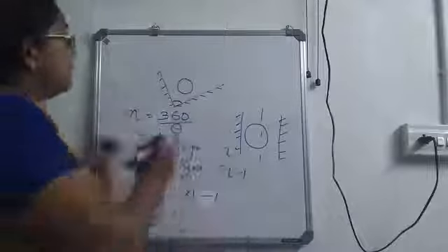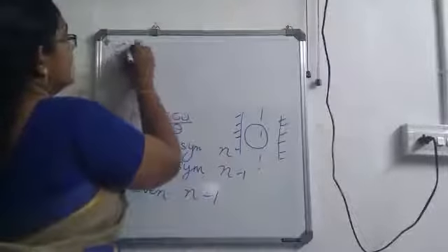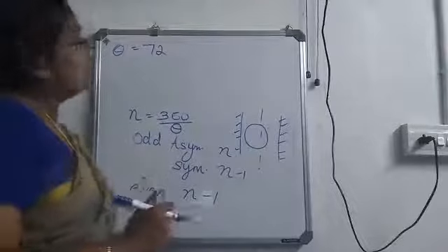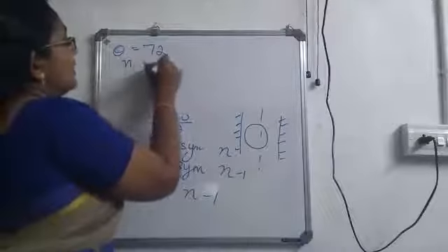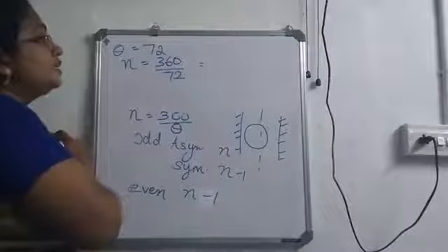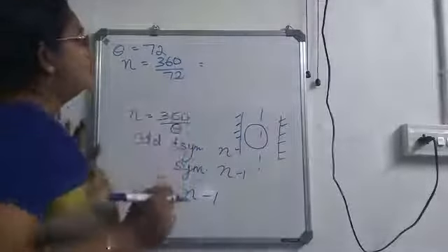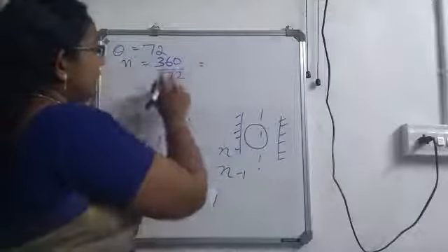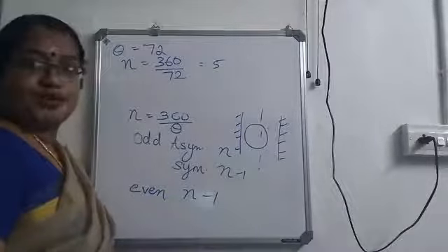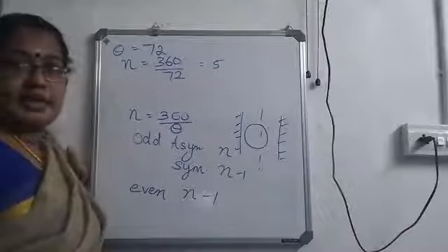I'll show you an example for this. Let theta be equal to 72. Then how much will be n? 360 by 72. So, 72 into 5 will give you 360. That means here you will be getting the value of n as 5. When you divide 360 by 72, you will be getting the answer as 5.